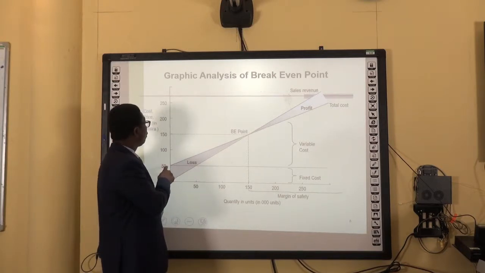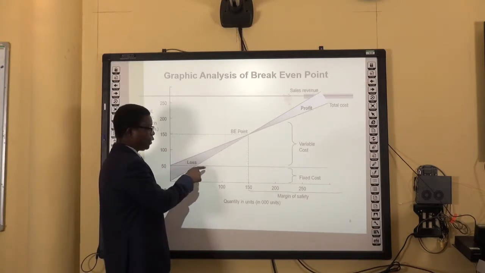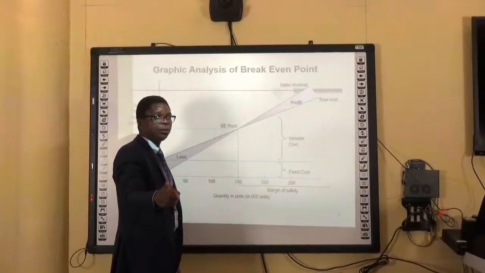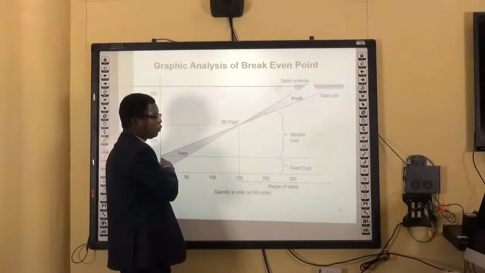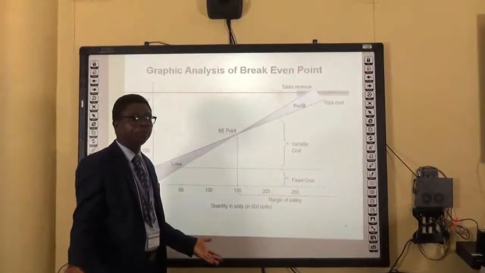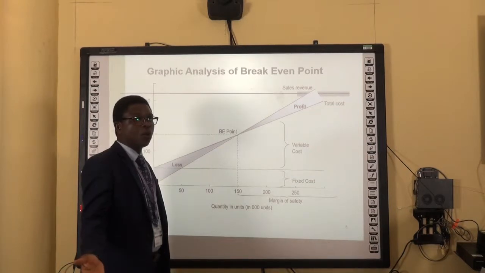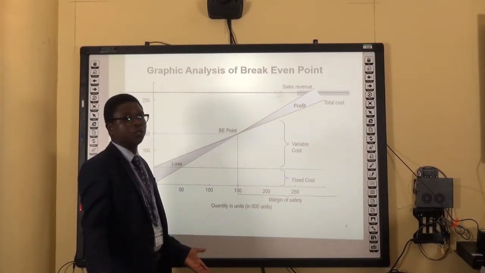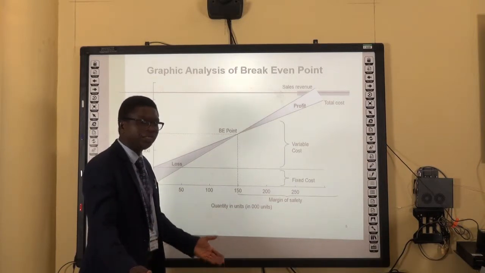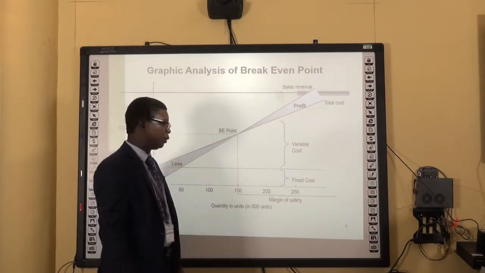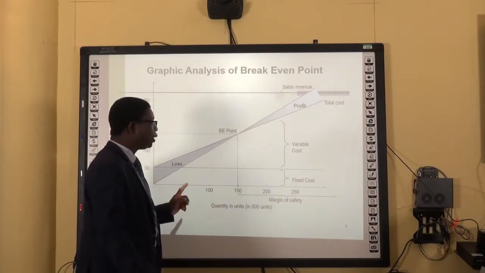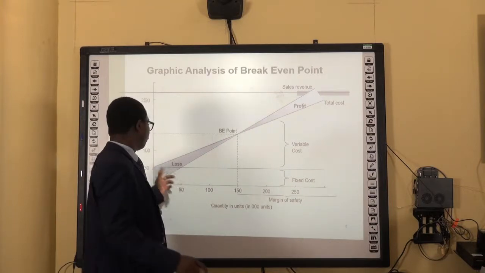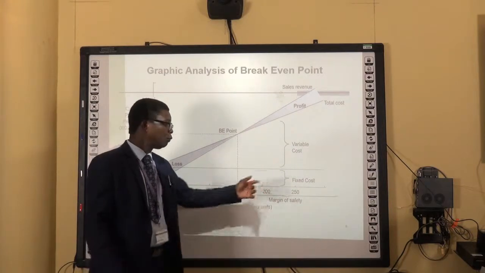So at this point, we have 50,000 naira fixed cost, even though there is no production, no sales, but fixed cost must be incurred. Of course, one of the items of the fixed cost includes administrative costs. So as long as that organization exists, fixed cost must be incurred. Even though we are not producing anything or making any sales, we incur the fixed cost of 50,000 naira.